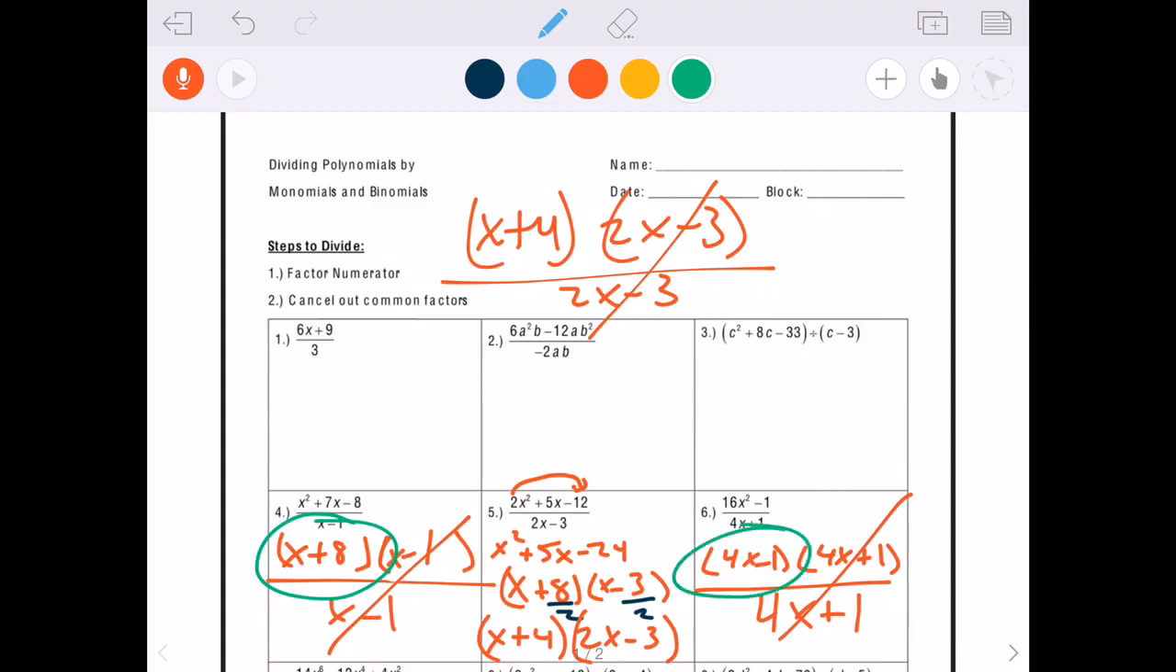So anytime you're dividing by a binomial, you're going to have to factor the top, and then you're going to look for things that you can cancel.